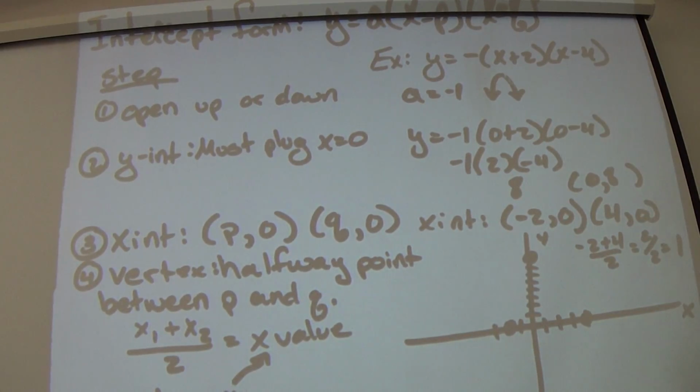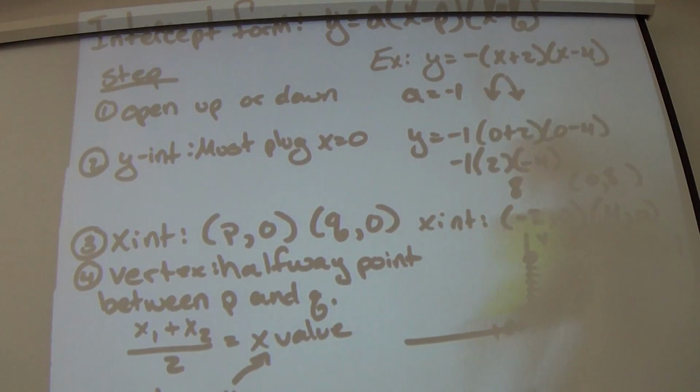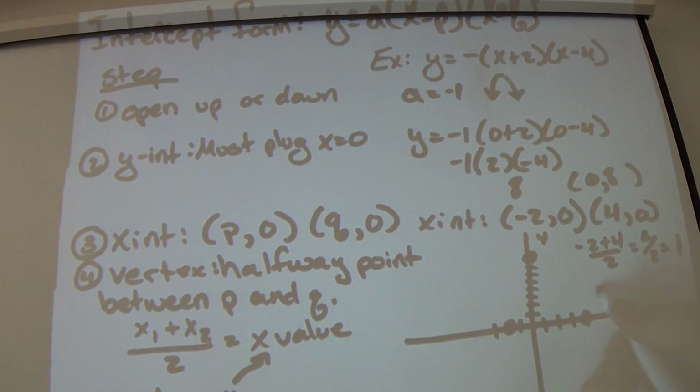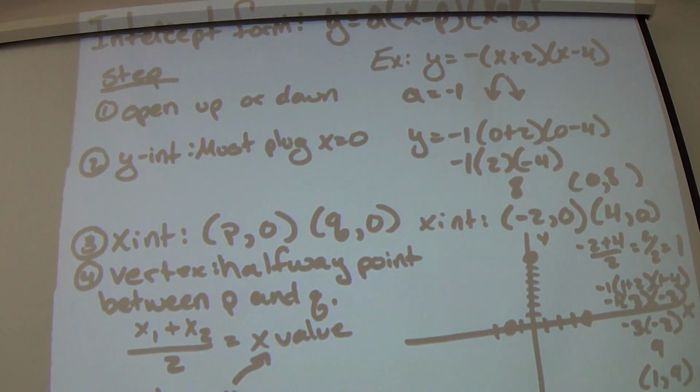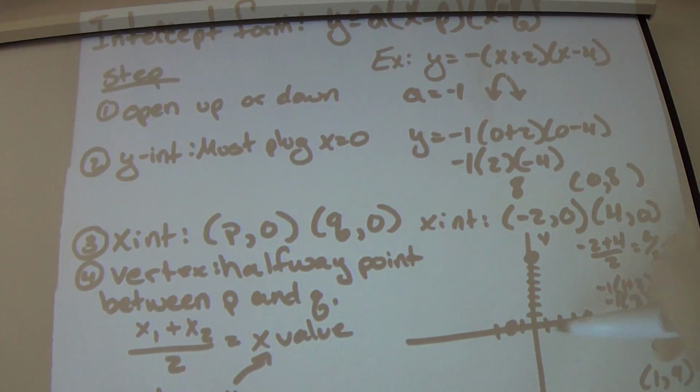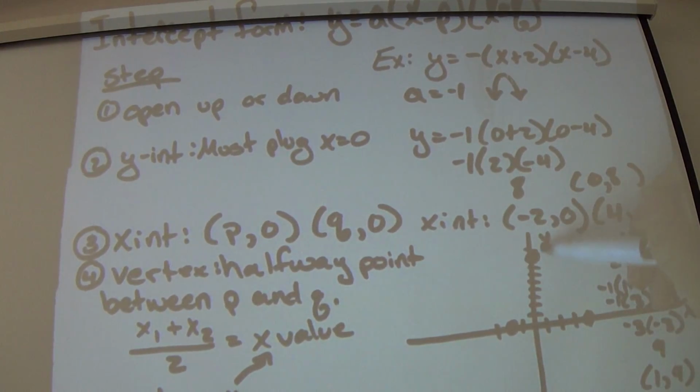Okay, so going through, we're going to plug that back into my original problem. So I end up with a -1 times 1 plus 2 times 1 minus 4. That gives me -1 times 3 times -3. -1 times 3 is -3 times by another -3 gives me +9. That ordered pair is 1, 9. Which means if I go up to 1, I have to go up to 9 and put a dot.